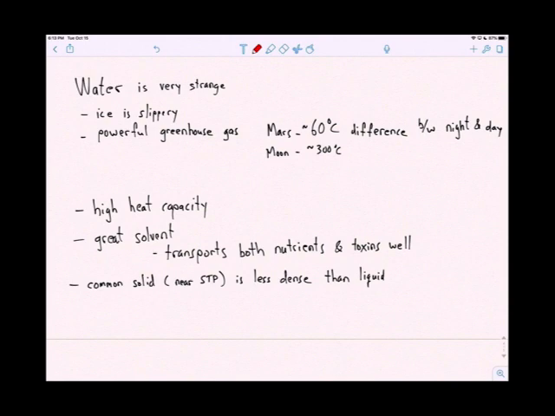Also, I mentioned this before, the common solid near standard temperature and pressure, the alpha ice, ice Ih, is less dense than the liquid. So usually when you see a solid and a liquid, the solid is more dense and it sinks. So water is the weird thing here. You think it's so common, ice floats, right? Everything should sink.